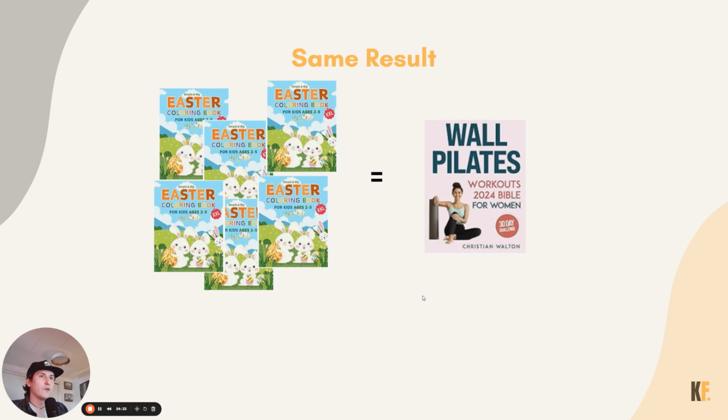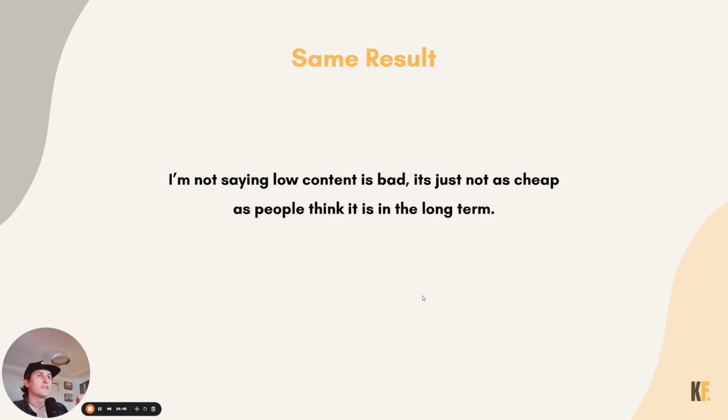So to get the same result in high content and low content, you're going to have a lot of low content books, as well as you're going to be spending a lot more on ads for what you're making back. So I'm not saying that low content publishing is bad. I just wanted to shed some light on the idea that low content publishing is cheaper than high content publishing, because it's really not. To get the same result in the long term, you're going to be spending about the same amount of money. So that's why, depending on your situation, don't pick one or the other because of price.